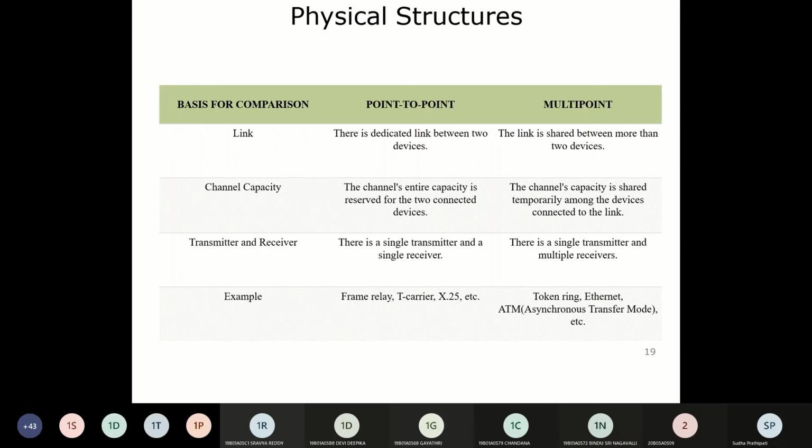Wherein more than two specific devices share a single link, that is called a multi-point connection. Yes. In tomorrow's class, we'll look into the topologies.